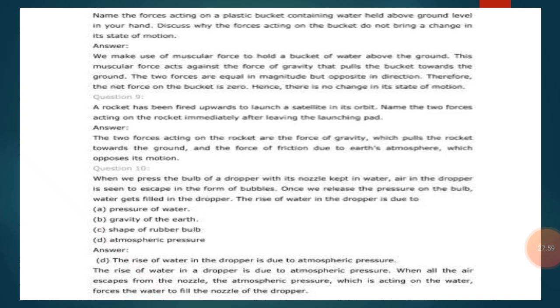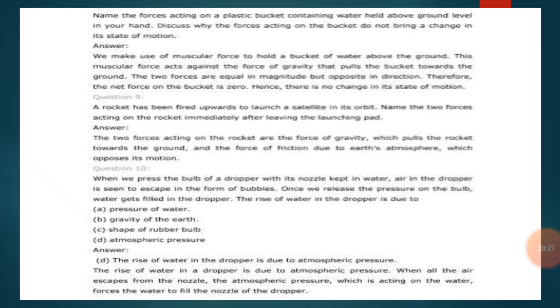The second question is: a rocket has been fired upwards to launch a satellite into its orbit. Name the two forces on the rocket immediately after leaving the launching pad. The two forces acting here are the force of gravity, which pulls the rocket towards the ground, and the frictional force, mainly due to the earth's atmosphere, which opposes its motion.